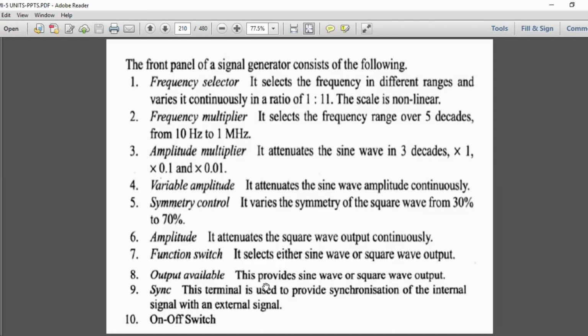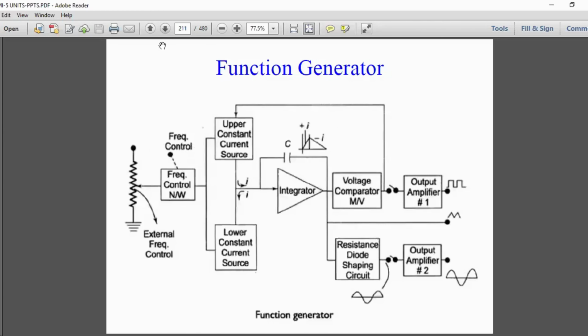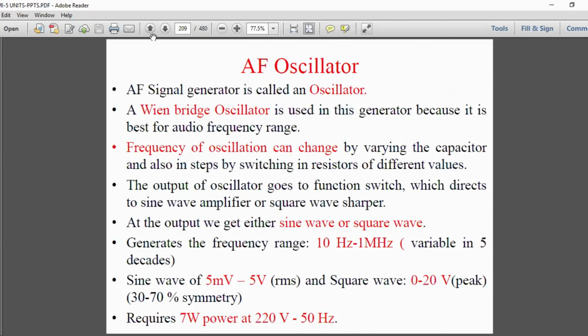Output available provides the sine wave or square wave output. The sync terminal is used to provide synchronization of the internal signal with an external signal, and the on-off switch turns the unit on and off. So this is about these signal generators.